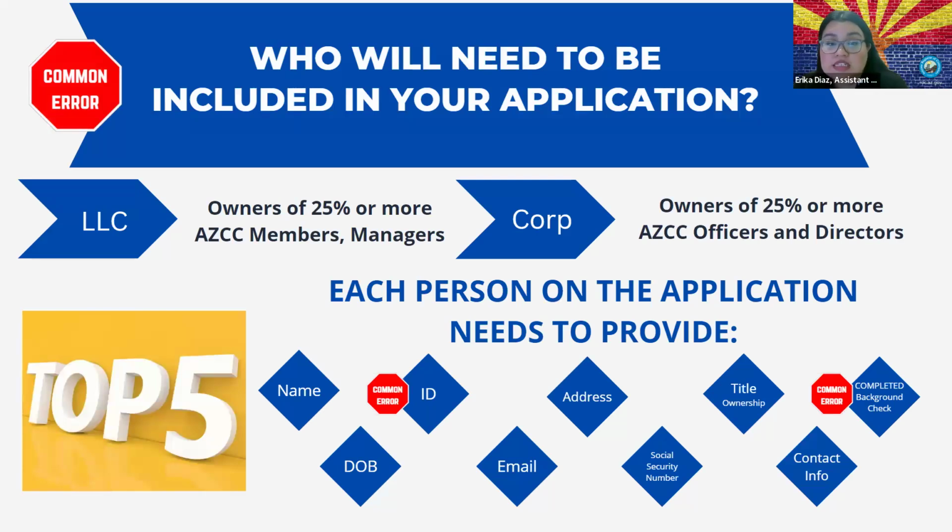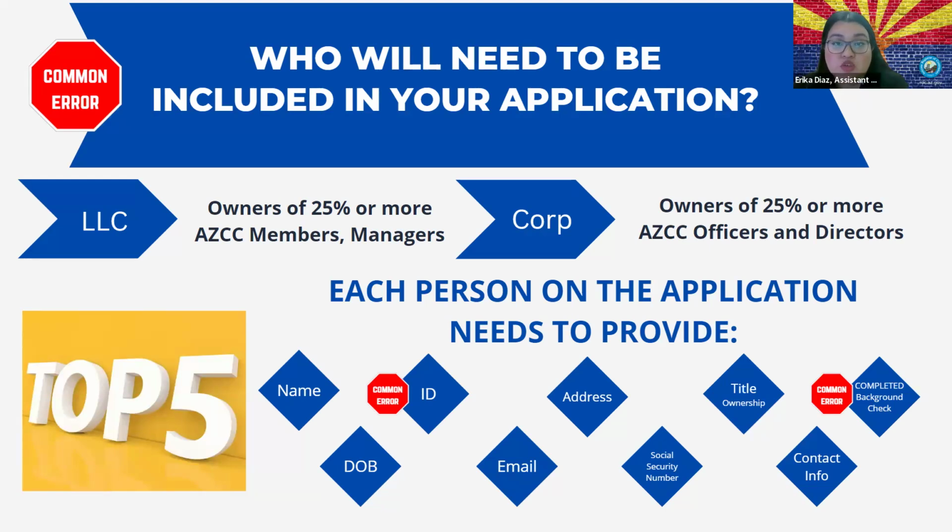Okay, so again, if you look at that little highlight, this is one of the common errors that we do see on our application. So who will be included in your application? When we're looking at LLCs or corporations: for LLCs, owners of 25% or more, Arizona Corporation Commission members or managers. And for corporations, owners of 25% or more, also anyone listed as officers or directors.